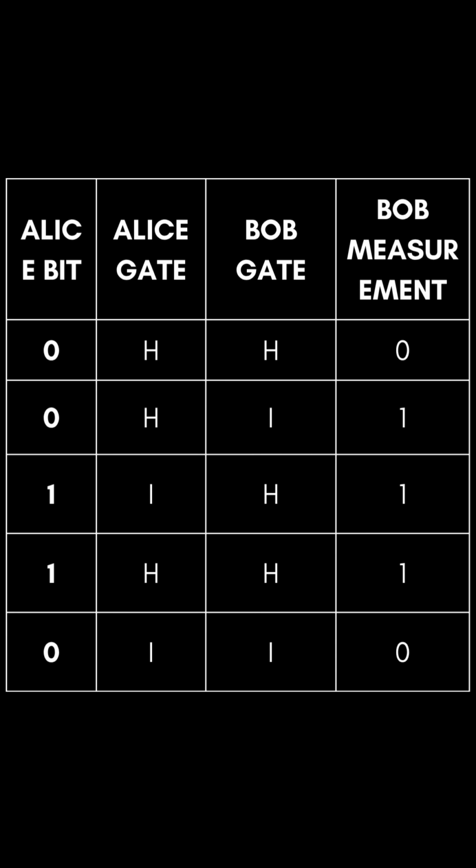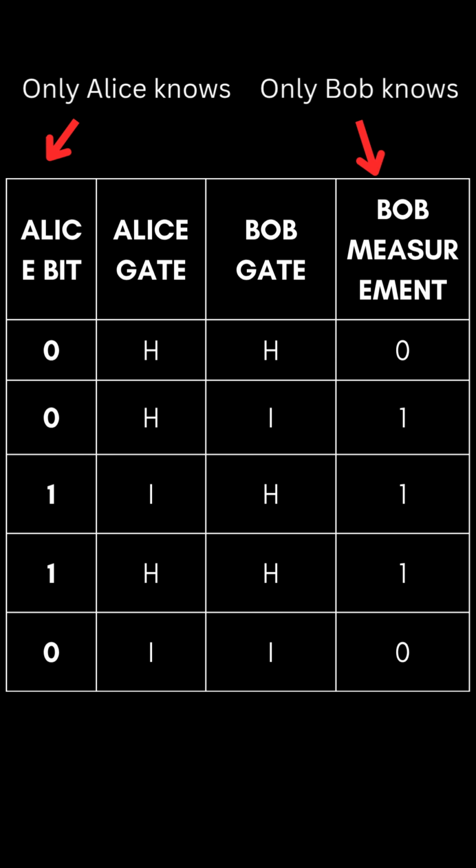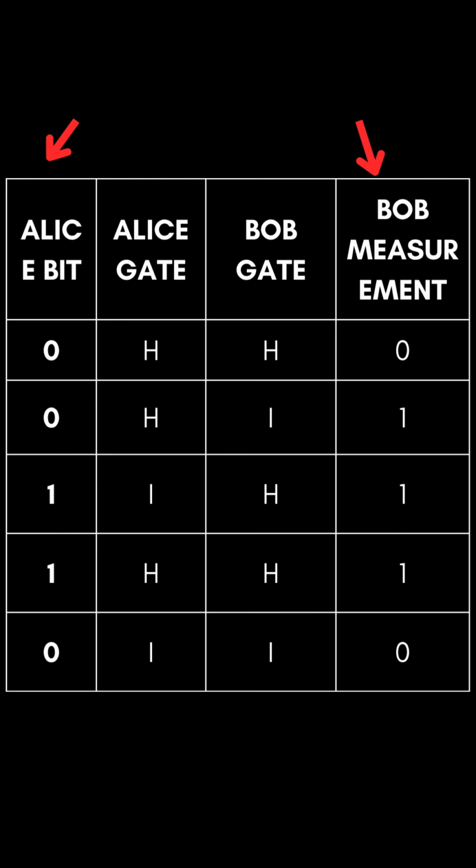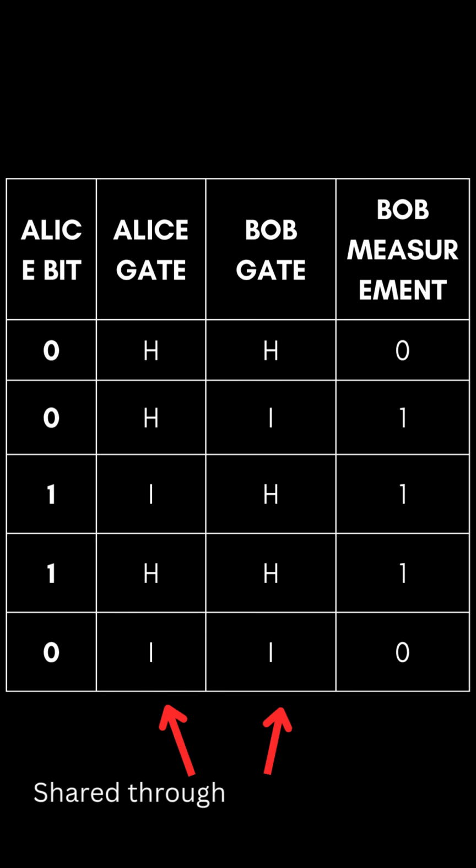So how will they finally get a secret key? Well, that's the next step. Only Alice knows the bits that she sent to Bob, and Bob only knows the bits that he measured. But to agree on a final key, they both share what gates they used for each bit through a public channel, whether they used the H gate or no H gate.